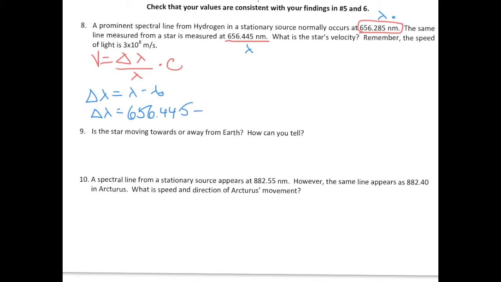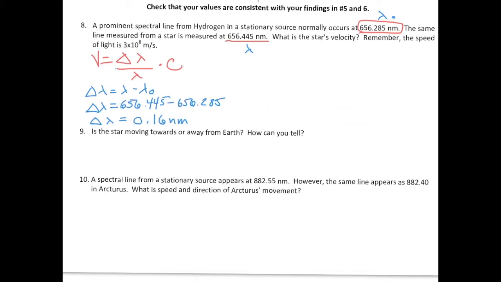656.445 minus 656.285 nanometers, giving us, that's just simple subtraction. So when we put that in our calculators, we get 0.16 nanometers.